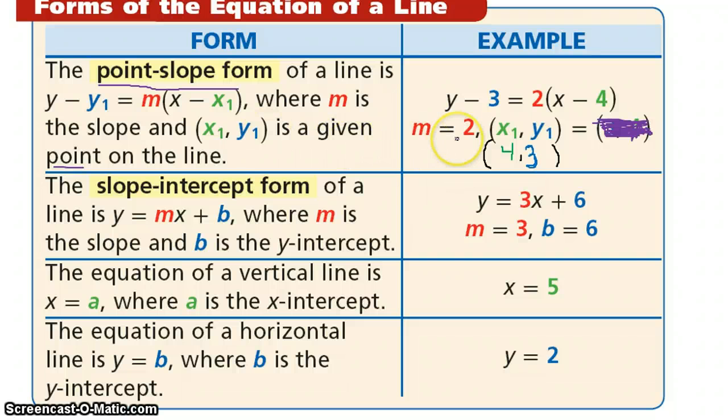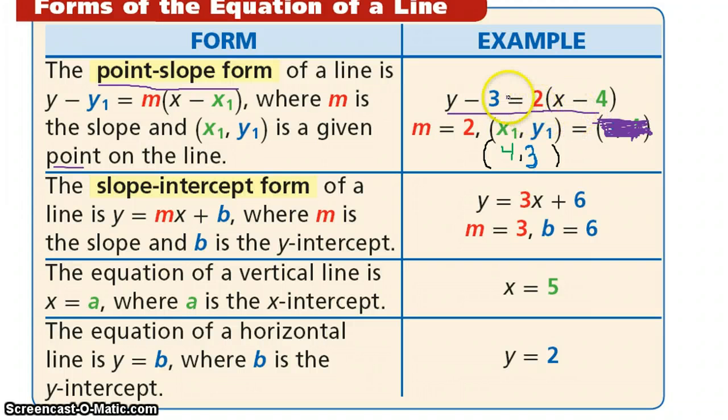So if we come over here and take a look at this example, if we are given a slope of 2 and an ordered pair of 4, 3, we would sub into our equation, so we would have y minus our y sub 1, which is the 3, equal to our m, or slope of 2, times our quantity x minus x sub 1, which in this case is the 4. And there is your form.